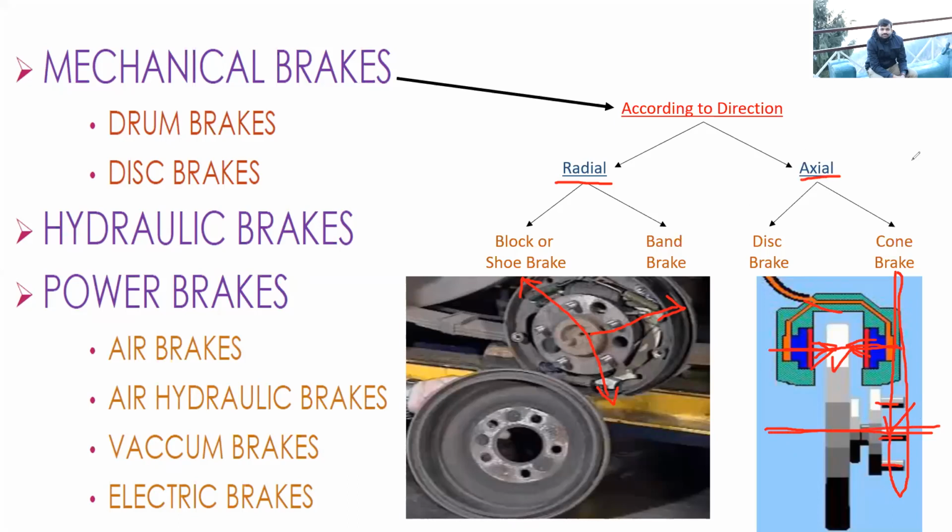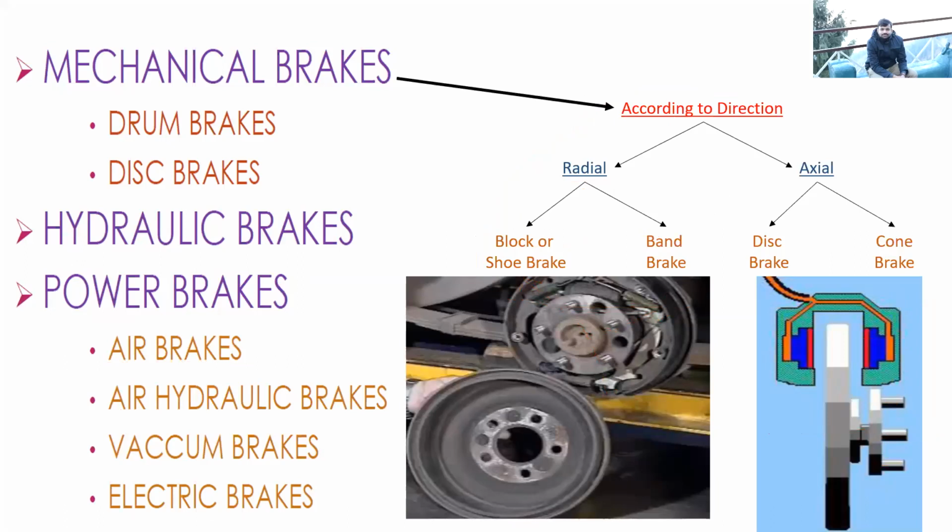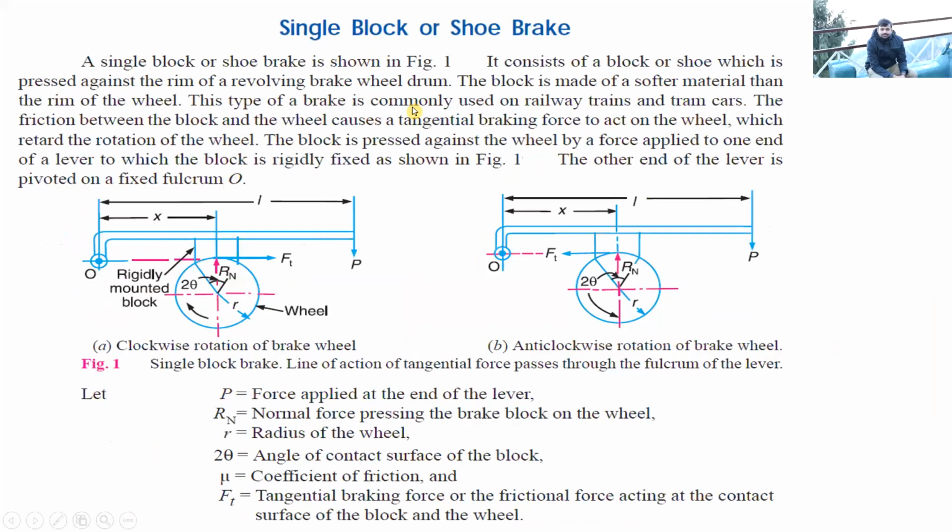All right. Then power brakes are further classified into air brakes, air hydraulic brakes, vacuum brakes, and electric brakes. Okay, so we have to study as per our syllabus. In fact, just block brake and band brake, this we have to study. All right. So we'll be studying this in further slides. Okay, let's move on. So the first type of brake which we'll be studying is the single shoe brake or block brake.